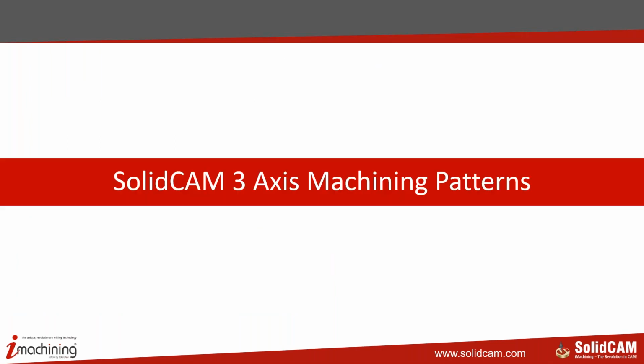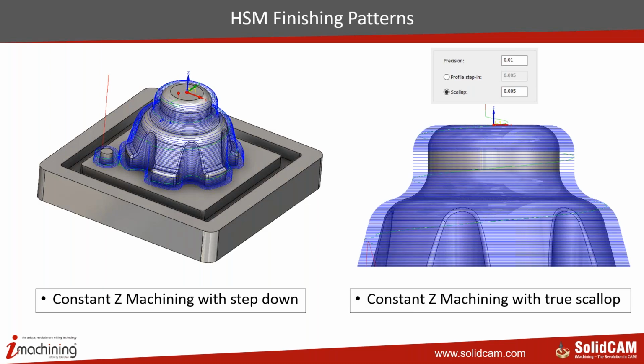Coming back to our generic HSM, I told you that we have got about 15, 16 types of machining techniques. So these are the patterns that are available in SolidCAM's generic HSM. We have the constant Z machining with step down, or we also can define the scallop, and the step down will be automatically adjusted to respect the scallop.